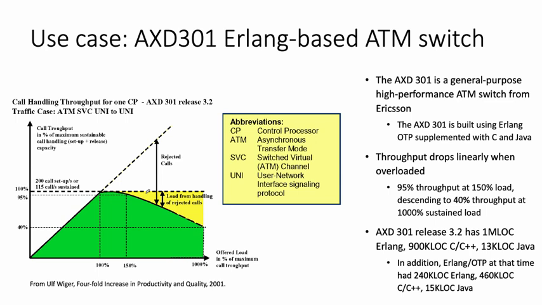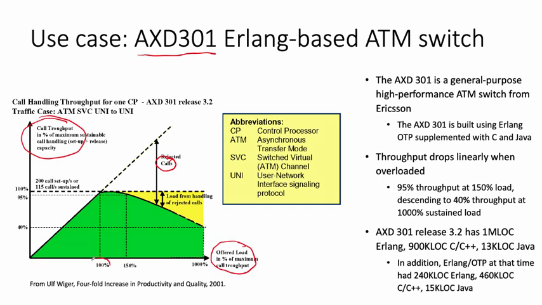Let me show you one other graph, and then we go into the concepts. So this is the AXD301 ATM switch. In this graph, we're going to measure the offered load. So these are connections in an ATM network that are managed by the AXD301, and the offered load is how many connections are attempted. They are phone calls. They're called calls here. When I make a phone call, I have to make a connection. And here on the vertical axis is the throughput, how many calls the switch can handle.